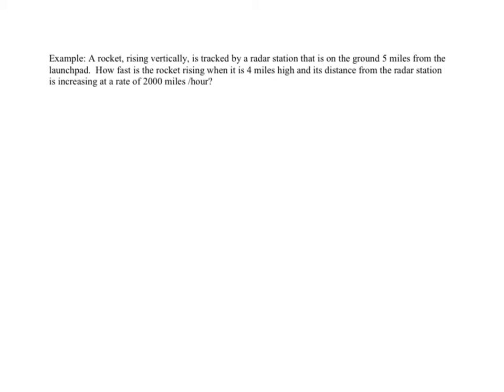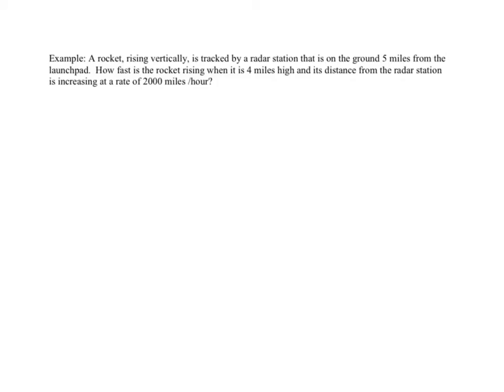So example number 1. A rocket rising vertically is tracked by a radar station that is on the ground 5 miles from the launch pad. So let's slow down right there, and in our directions, the first step was to draw a diagram or picture of the situation from the problem.